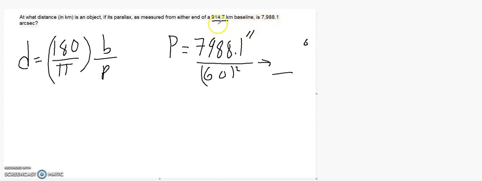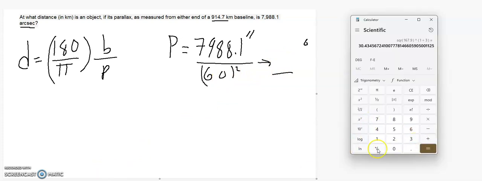So the base is 914.7. That's what the B is, and then the parallax is 7,988.1. Of course, it's in arc seconds, right? It's given to us in arc seconds, so that's why I put the 2 hash marks. But remember, just like we did in the last 2 problems, to convert arc seconds to degrees is really simple. You just divide by 60 squared, and you'll get an answer in degrees. So let's do that real quickly before I run out of time.